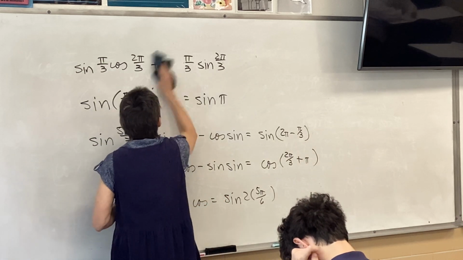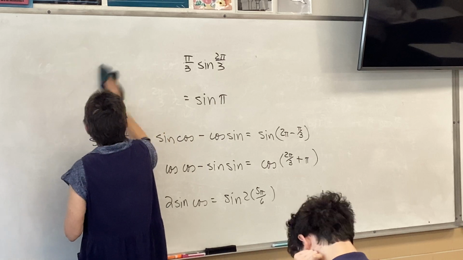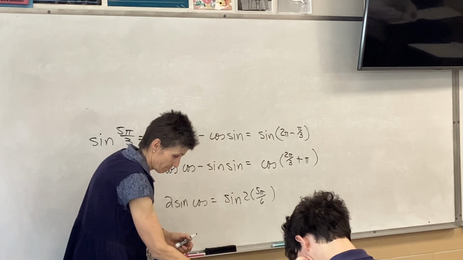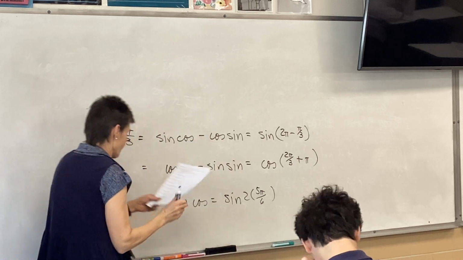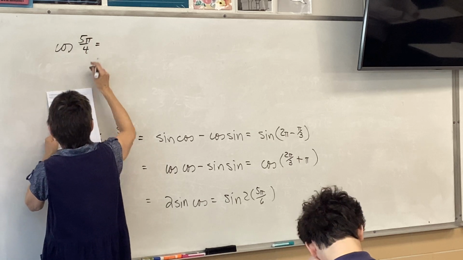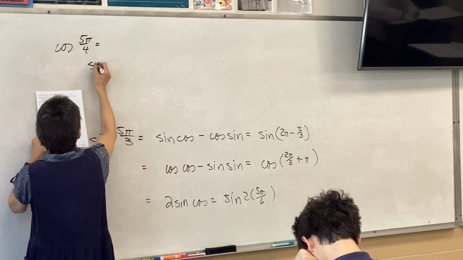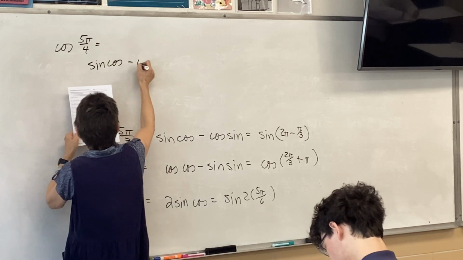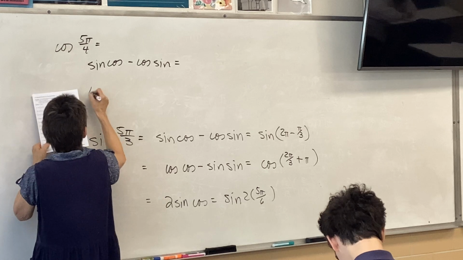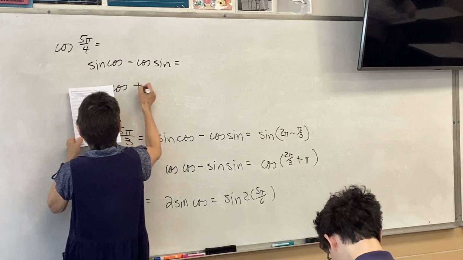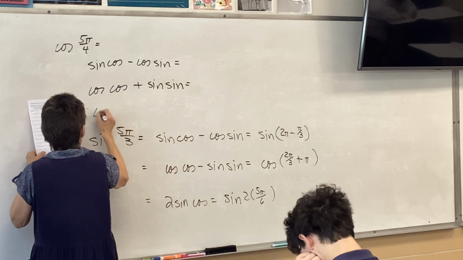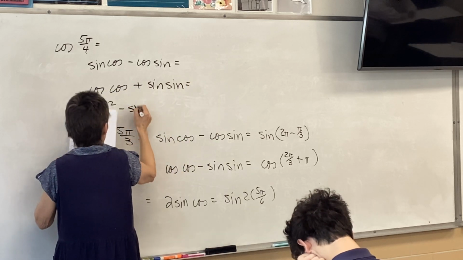It's minus, but I don't know how it's negative. Because cosine, you do the opposite. I don't get a negative. Sine, cosine, cosine, sine. Are you sure? Do you just put the bigger number first?